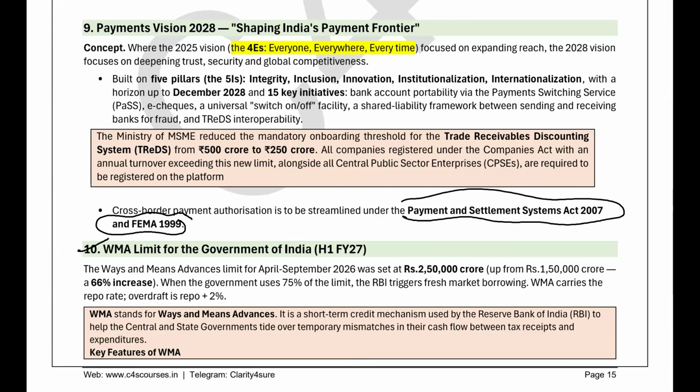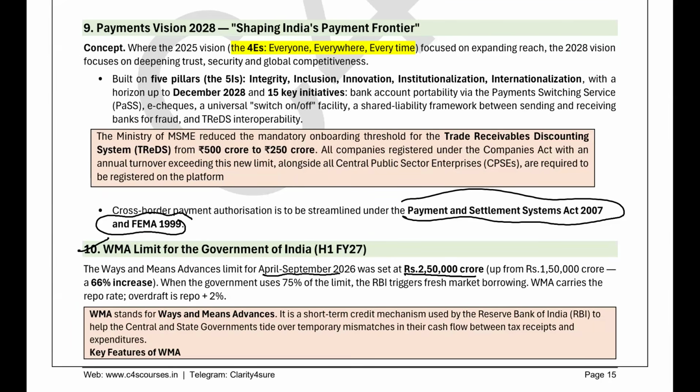Now the 10th news, what it is telling about, is the WMA limit for the Government of India for H1 financial year 2027. Please try to understand. Yes, Ways and Means Advances. If you understand fiscal policy, then you will understand the meaning of Ways and Means Advances. The limit for April to September 2026 was set at rupees 2,50,000 crore.